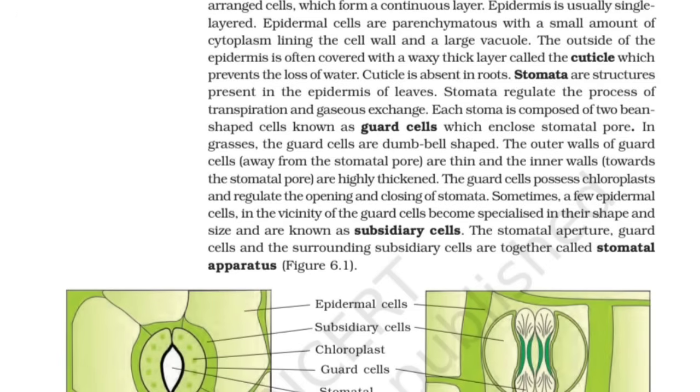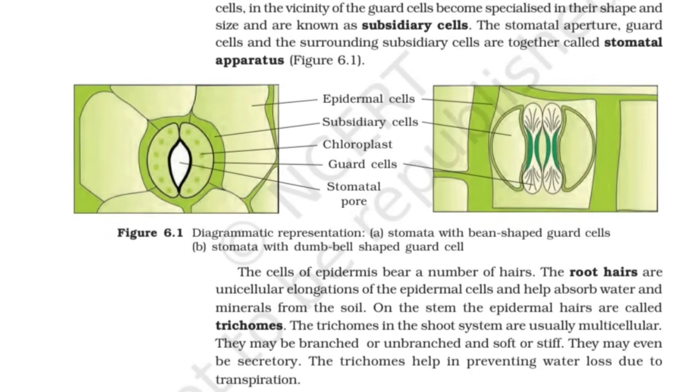Sometimes, a few epidermal cells in the vicinity of the guard cells become specialized in their shape and size and are known as subsidiary cells. The stomatal aperture, guard cells, and the surrounding subsidiary cells are together called stomatal apparatus.